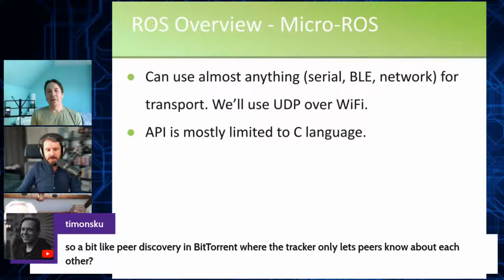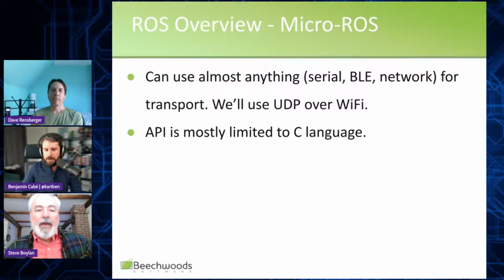And so Timon says, maybe it's a bit like peer discovery in a protocol like BitTorrent, where the tracker only lets peers know about each other. We're going to see that in the demo actually, the auto discovery of the various nodes, and the master knowing what nodes come online and offline. So I guess it's a bit similar. Right. Yeah.